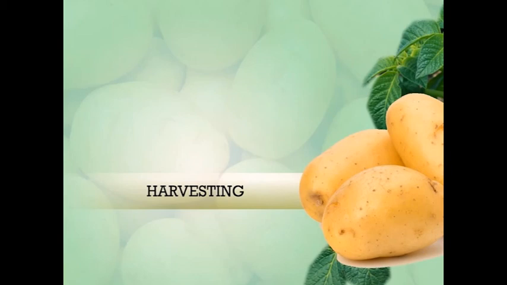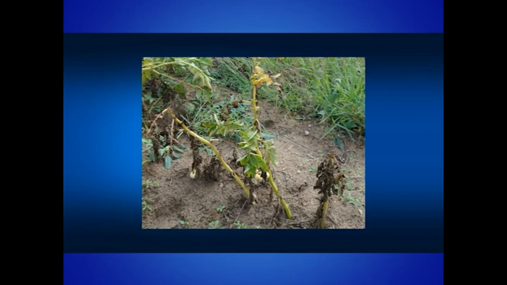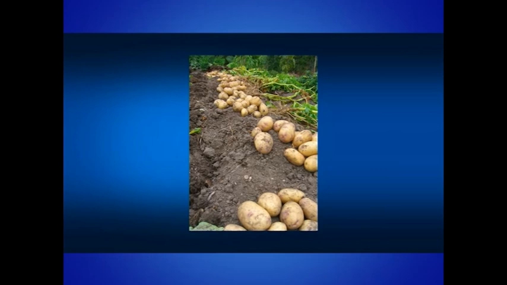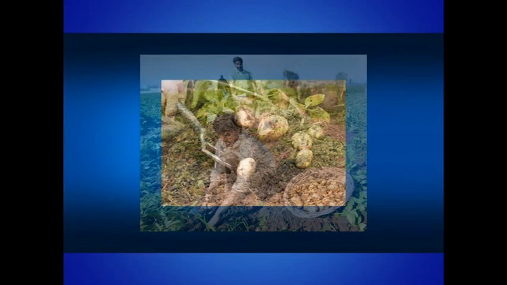Now let's discuss the harvesting procedures for potato. The crop should be harvested when haulms start yellowing and falling on the ground. At this stage, haulms should be removed at ground level. The crop should be harvested about 15 days after cutting the haulms. Digging is done with spades or khurpi in small fields.